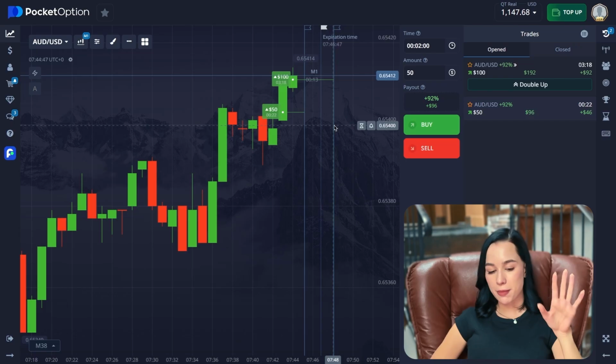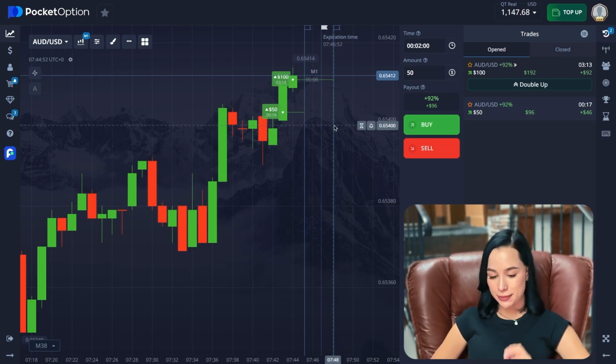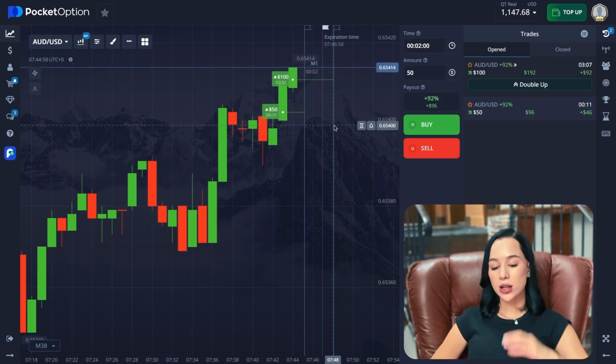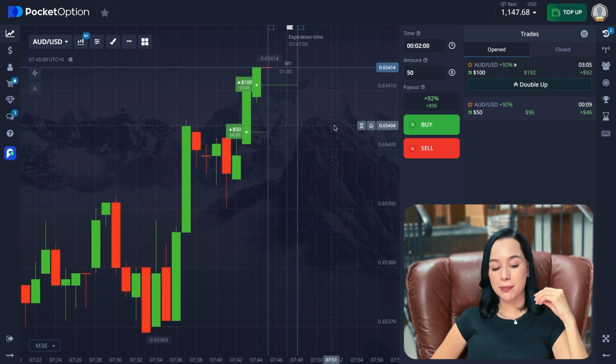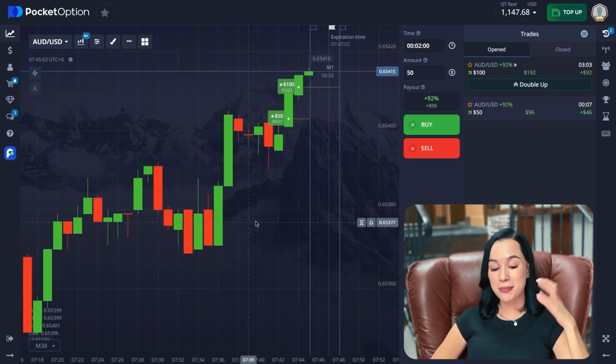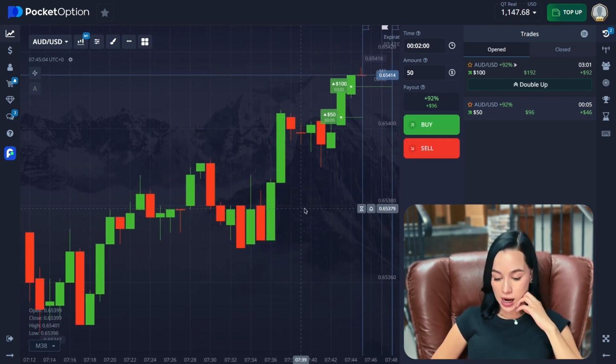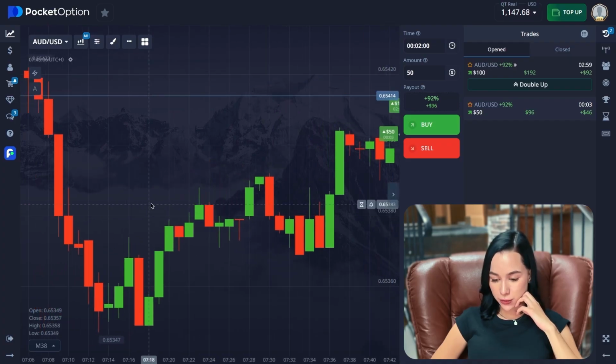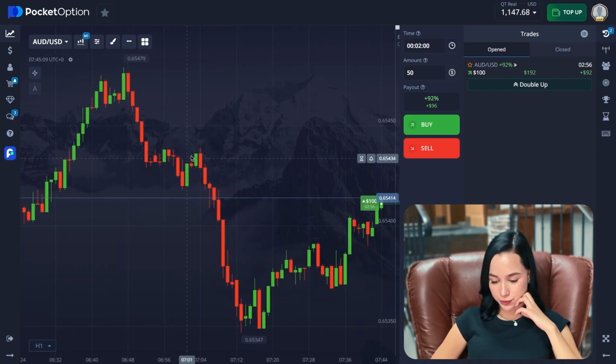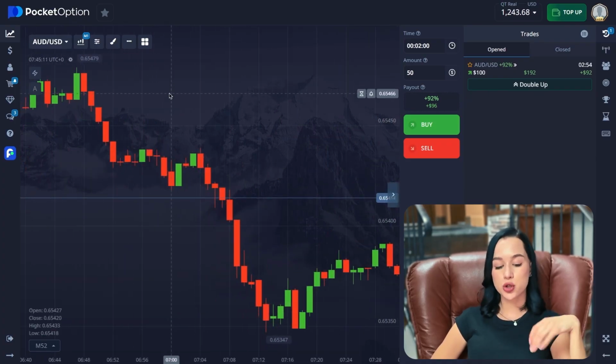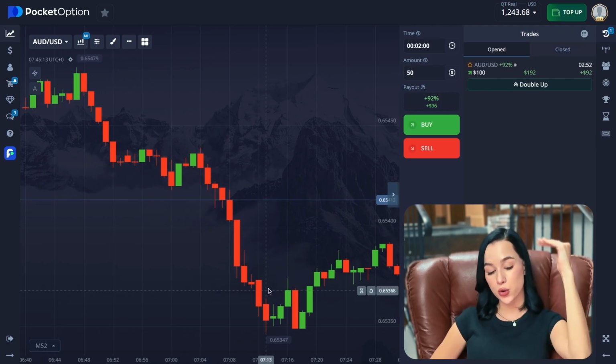Also, one of the candlestick patterns is the shooting star. So it's a bearish candlestick pattern that typically appears at the top of an uptrend, and it has a small body near the bottom of the candle and a long upper wick, showing that buyers tried to push the price higher, but sellers took control. I will check for examples here. For example, it could be this. So yeah, it could mean a potential trend reversal from bullish to bearish.